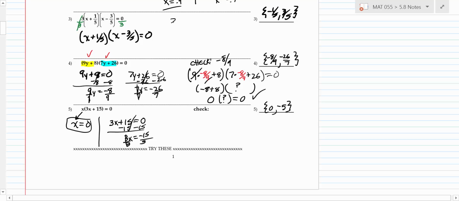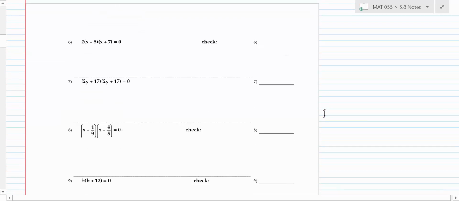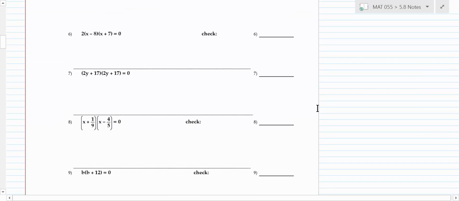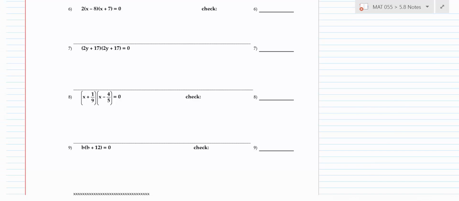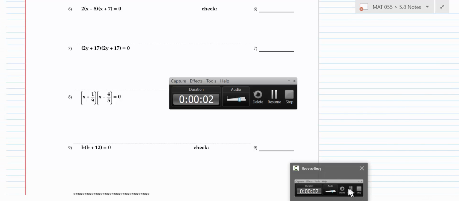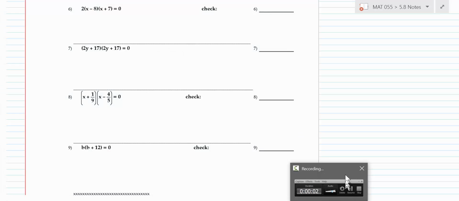See, if you did 3 and set it equal to 0, that's kind of like, why would I do that, right? Okay, that's a number. But this is a variable, so you do have to set it equal to 0. Okay, you have to, because otherwise you'll miss an answer. Okay, so I'm going to let you do these next 4 problems. Give you a few minutes to do that, and we'll kind of move on to what we're trying to get to here.